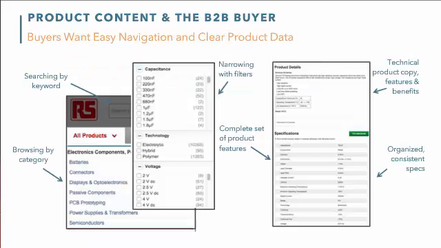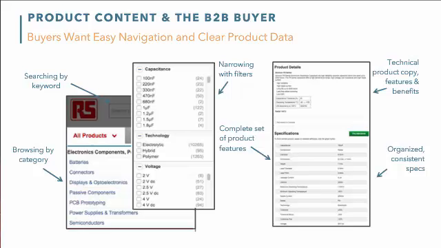So sometimes these things are made clearer by visual examples. And here's an example from RS Components. Right, so what you're seeing here is the different attributes of product content that I discussed. You're seeing the opportunity to browse by category, right? So those are the category structures. You're seeing the opportunity to sort by attributes. You see that on websites as an opportunity to narrow by filters.